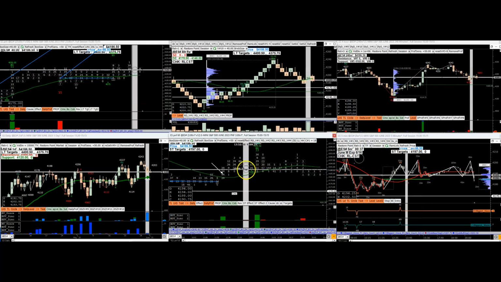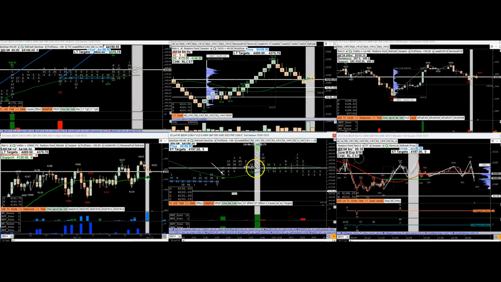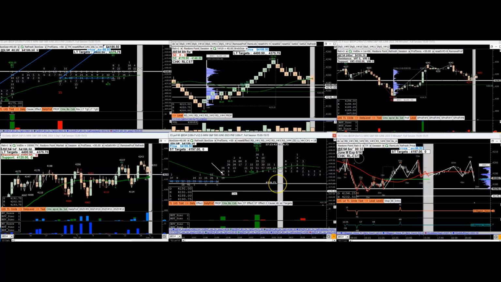All right, so that's what I wanted to point out. So remember, two types of trades: continuation and reversal. And you're basically trading those two areas and looking for reversals there as well as continuation trades.